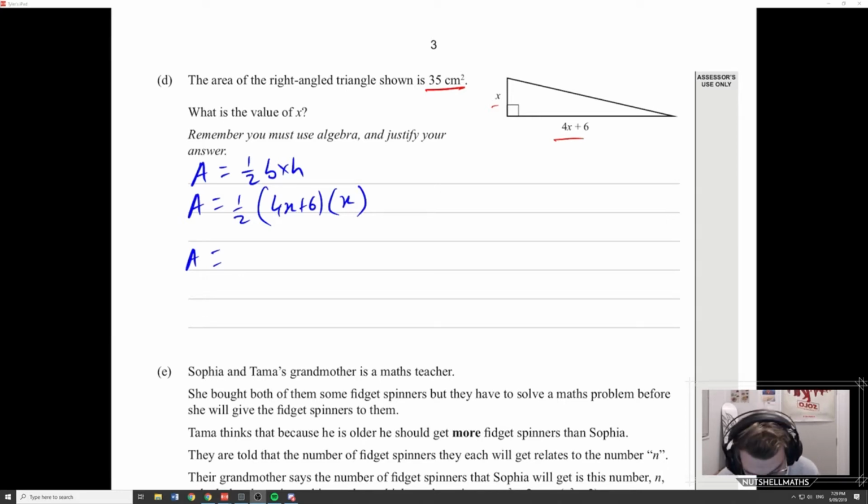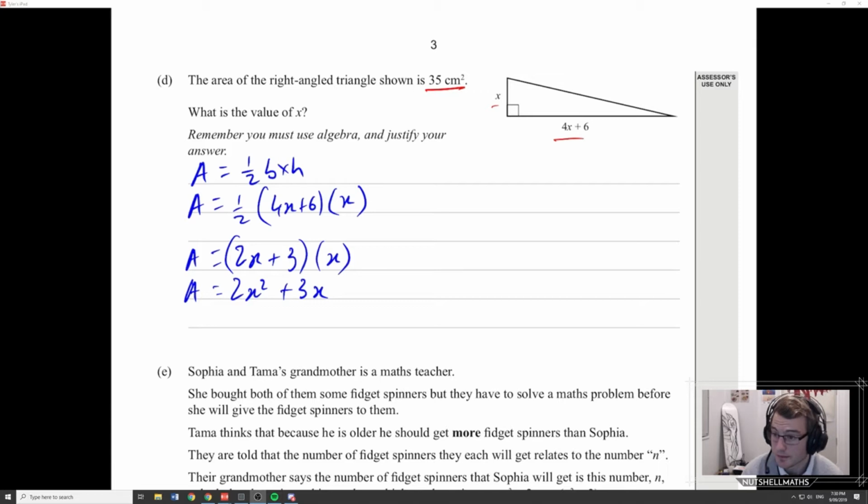So half times 4x is going to be 2x. And half times 6 is going to be plus 3. And this is all still multiplied by x. So far so good. Now we're going to multiply the x into both of those. The way it might look is like this, or like this. So A equals 2x squared plus 3x. Looking not too bad. And we've got an equation for the area.